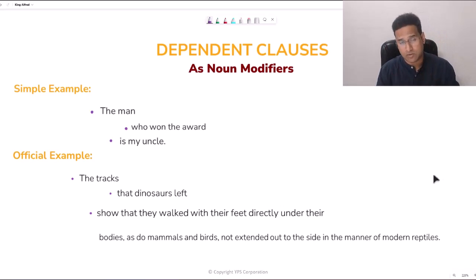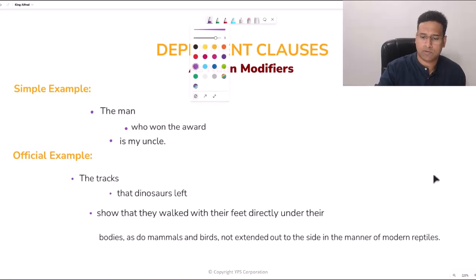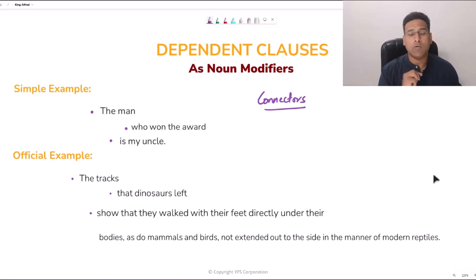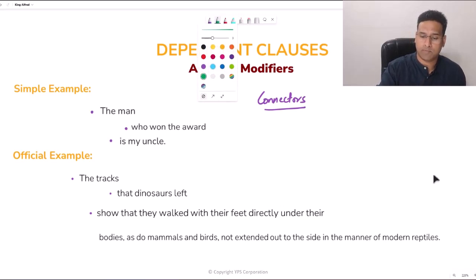Now, an important piece of information, something that might be on your mind right now. How do we identify such clauses? What are the kind of connectors that such clauses begin with? So I'm going to write that down over here. Okay, let me just adjust my marker for a second there. Okay, so I'm going to change this. All right, let's start. So the connectors that we find for noun modifiers are, and I'm going to use blue.